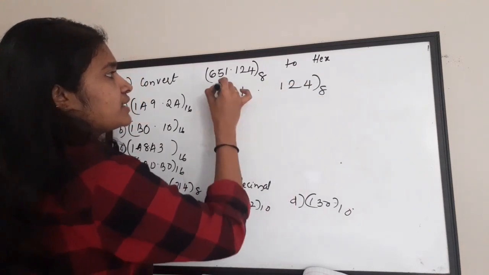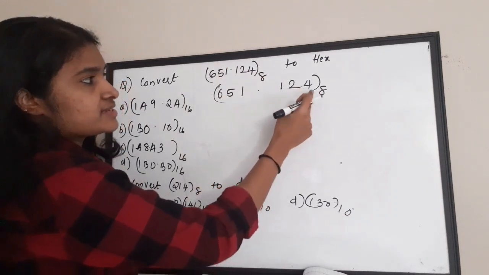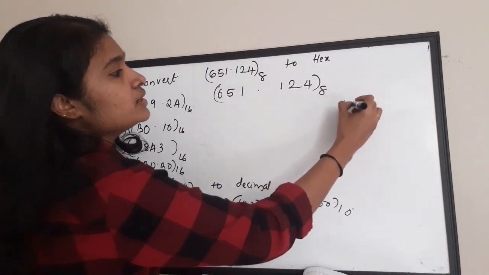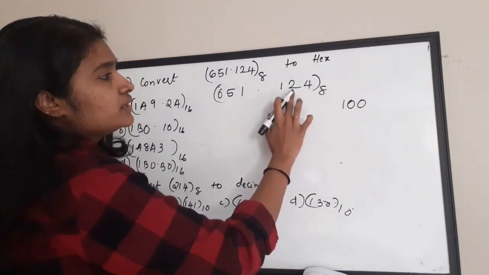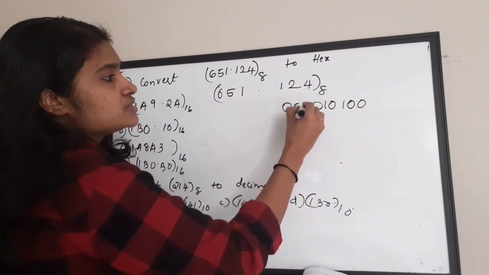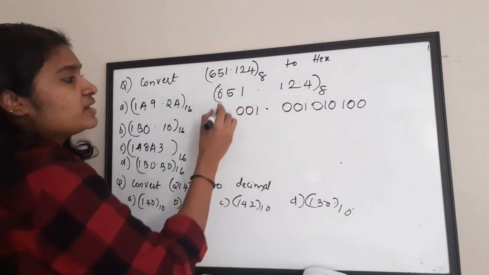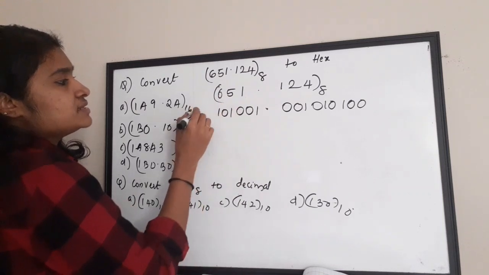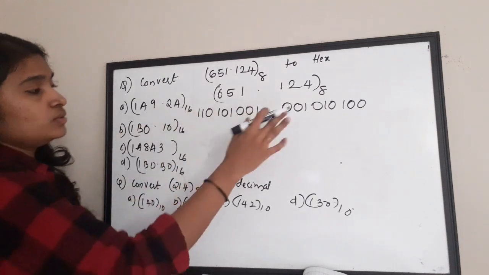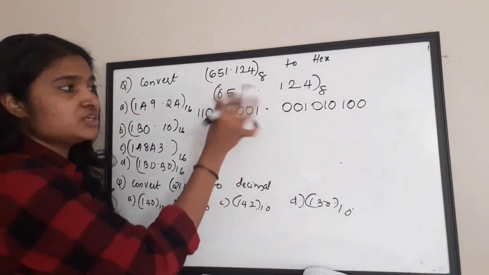First, write the binary representation with 3 bits. So how to write it, we'll start from this side. How to write a 4 in binary with 3 bits? It is 1, 0, 0, right? Then 2 is 0, 1, 0. 1 is 0, 0, 1. Point. 1 is again 0, 0, 1. 5 is 1, 0, 1. 6 is 1, 1, 0. Right. This is how you can convert octal to binary with 3-bit representation of each number.